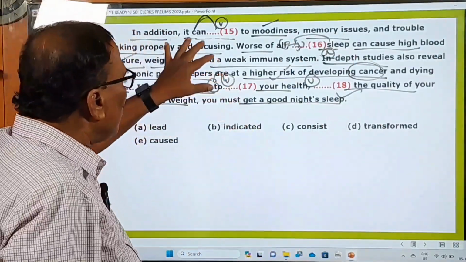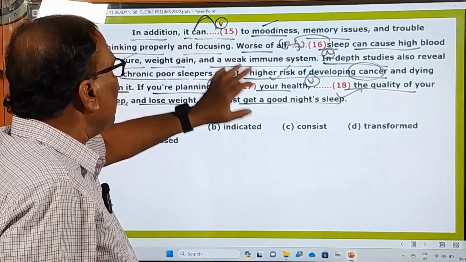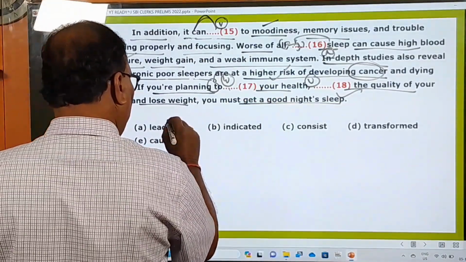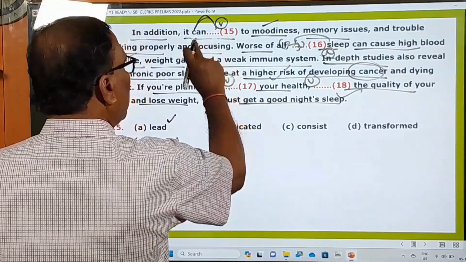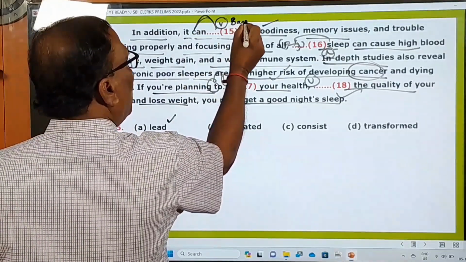So here, after can, you must use a base form verb. So what are the verbs given in the options? Let us see. First of all, lead is a verb. Indicated, a past tense verb, is there. After can, you have to use only a base form verb.